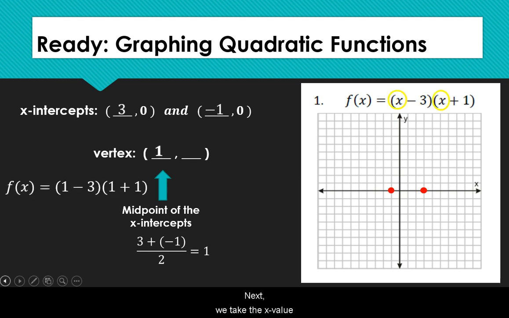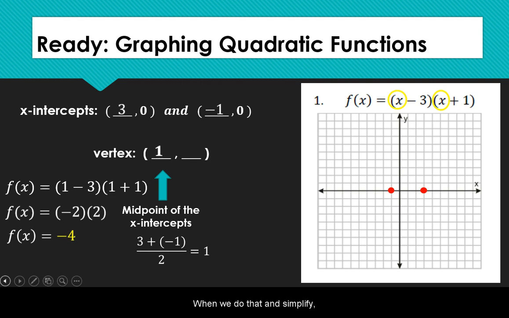Next, we take the x value and place it in for the x variables in our original function. When we do that and simplify, we find that f of x, or f of 1, is negative 4. That is the y value of our vertex. Therefore, our vertex is located at 1, negative 4.